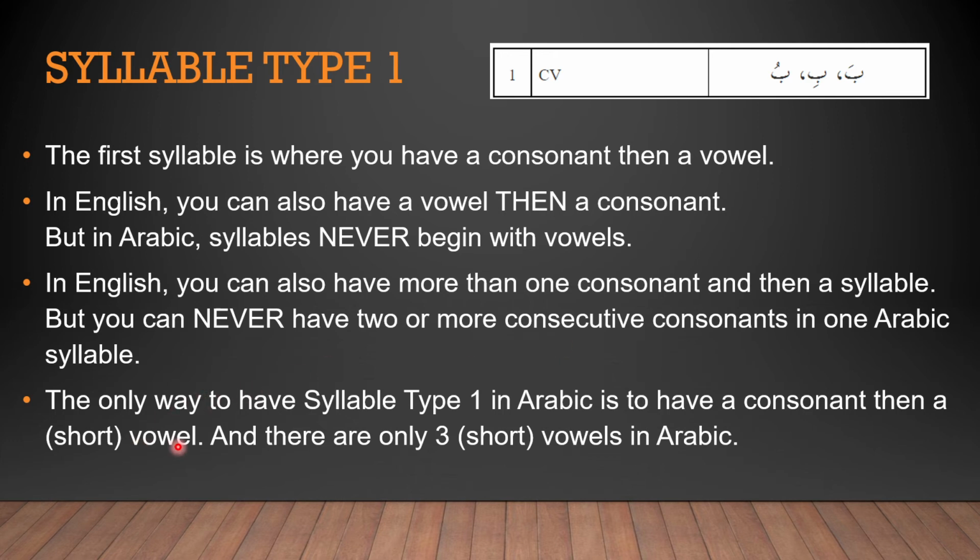The only way to have syllable type 1 in Arabic is to have a consonant and then a short vowel. And there are only three short vowels in Arabic: fatha, kasra, and dhamma. So this is the only way syllable type 1 can be made. First there is a consonant, any consonant, any alphabet actually, and then there is a short vowel. This is how syllable type 1 is made.